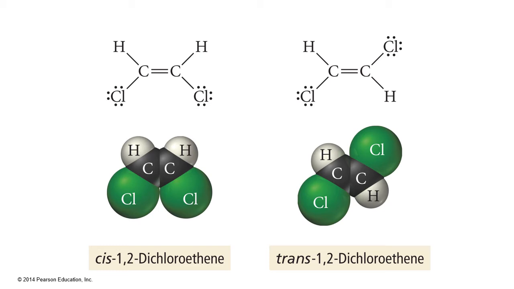If the chlorines are found on the same side as each other, that is what we call a cis bond. So if we draw a line through our double bond, the chlorines are on the same side as each other, that is cis. If we draw a line through our double bond and our chlorines are on opposite sides as each other, that is trans. And these are two different molecules that have slightly different properties because of the arrangement of the chlorine atoms. And again, this comes from the sigma and the pi bond.